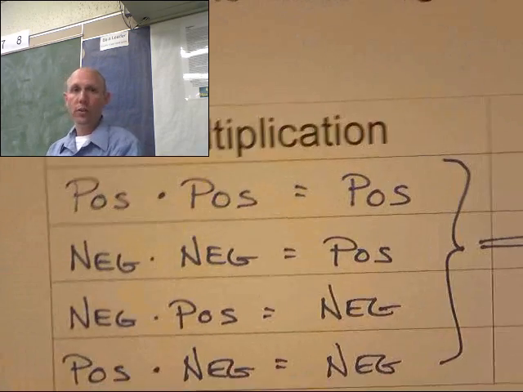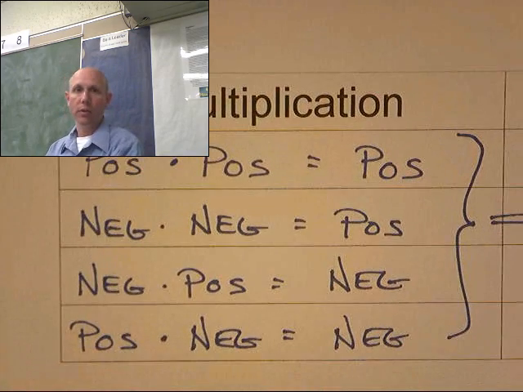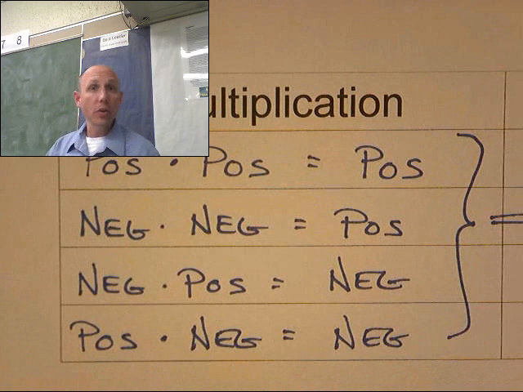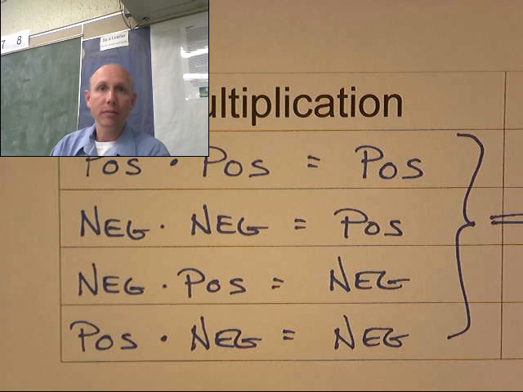Okay? So, use the rules. They're the rules. Use those rules to determine the sign of your final answer, and then just multiply or divide.